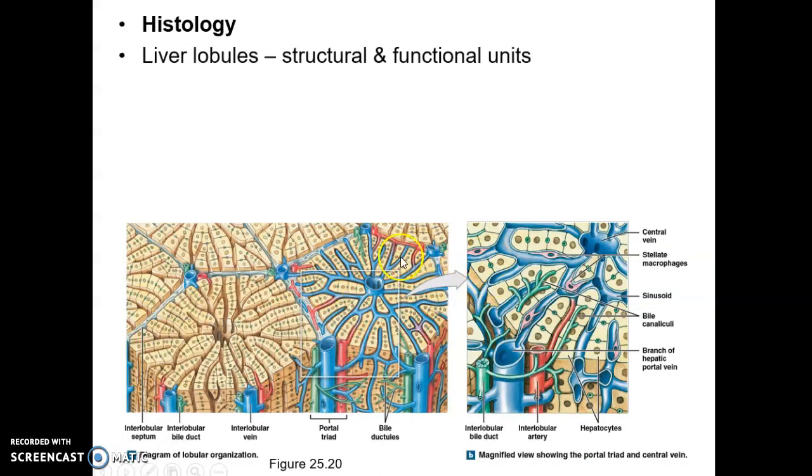Okay, some of the internal structure of the liver. The liver is divided into what are called lobules, and these are the structural and functional units of the liver. The hepatocytes, the liver cells, are arranged in rows radiating out from the center, where you have a central vein. So the hepatocytes radiate outwards, like spokes on a wheel almost.